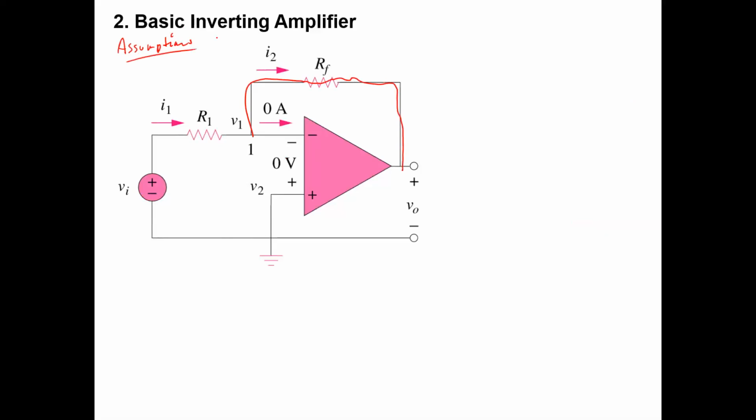But since you have negative feedback, you're going to have IN equals IP equals 0, and VN equals VP equals 0. The assumptions are based on negative feedback with an ideal op amp. Those two sets of constraints kind of fall out, which makes it easier for us to analyze.